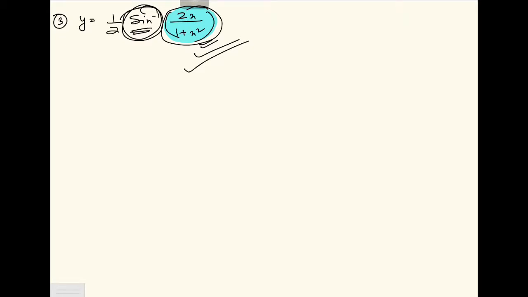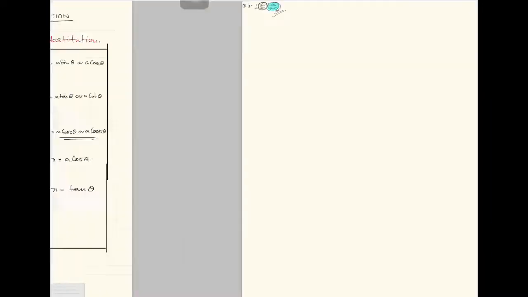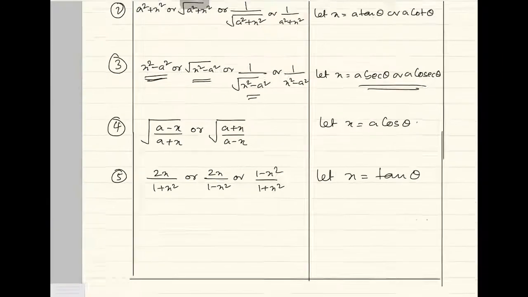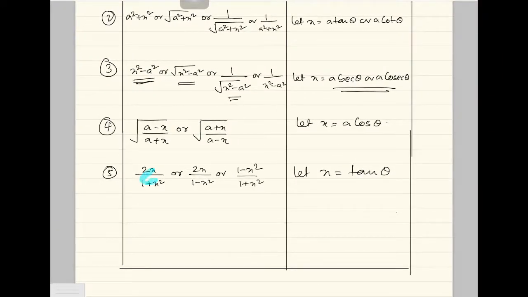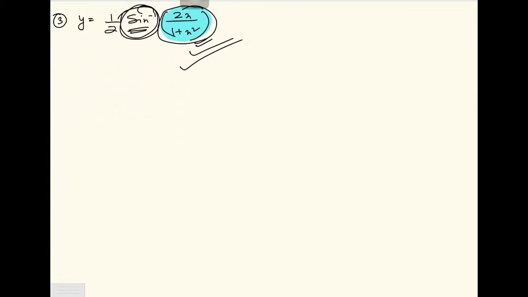Okay, so let's see the substitution table. Is there a substitution for 2x over 1 plus x square? Yes, indeed. Did you see this, everyone? See the highlighted one here, 2x over 1 plus x square. If you ever have 2x over 1 plus x square, you can substitute x equals tan theta. It's written here. Okay, so let's go back and make our necessary substitution.